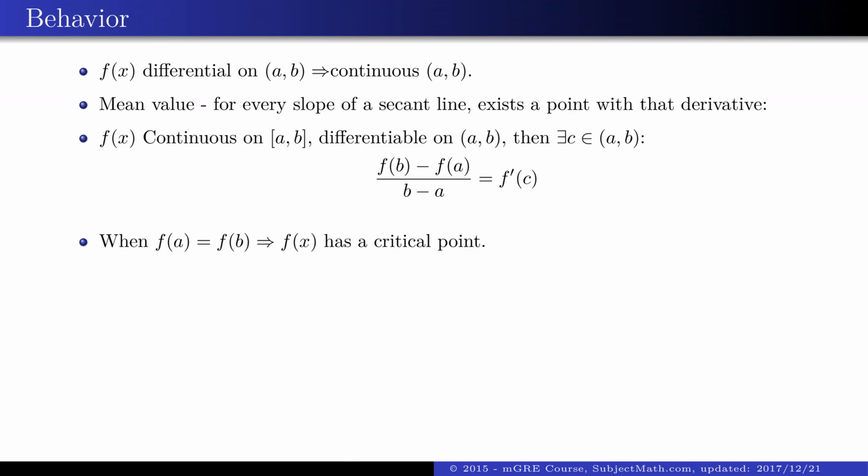As a special case, if f(a) equals f(b), we conclude that the derivative of f is 0 at some point in the interval, meaning it obtains at least one critical point. Graphically, the theorem says that we can move the secant line vertically and find a point on the graph for which the line is actually the tangent line.